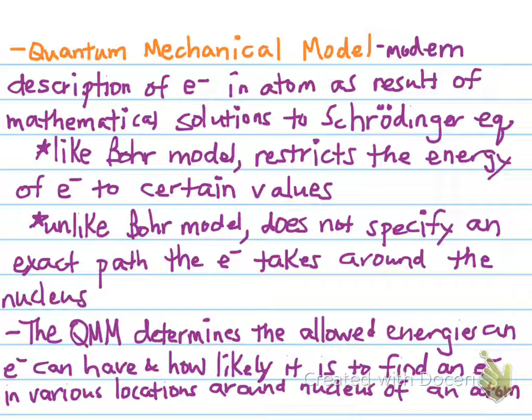So one of the things that's really different about the Bohr model and the quantum mechanical model is that the Bohr model is really pretty flat, right? You can draw the solar system on a piece of paper fairly well. But atoms aren't flat. Atoms are three-dimensional, okay? And the quantum mechanical model does a much better job of describing that.